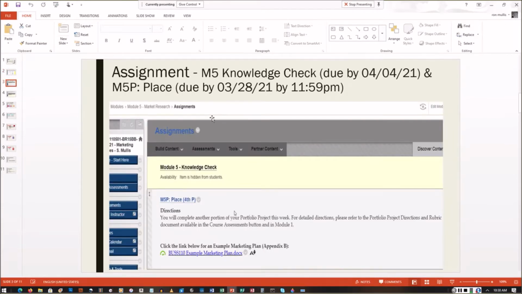All right, so to get to the Module 5 assignments, you go into Blackboard for this class, go to Modules, Module 5 Market Research, go into Assignments. Now, I'm going to give you 2 opportunities to turn in the knowledge check assignment. Whichever one is the highest score, that's the one that'll be placed into the grade book. As far as the Module 5 place project, make sure you read the portfolio project directions, which are in Module 1, for any instructions for that.